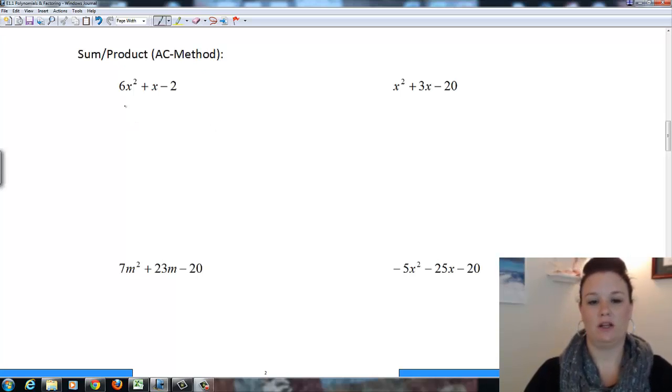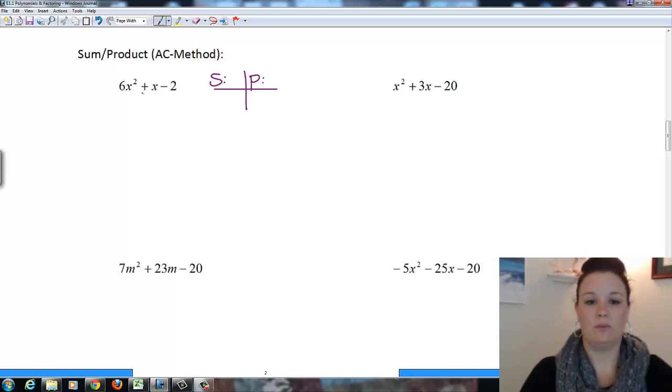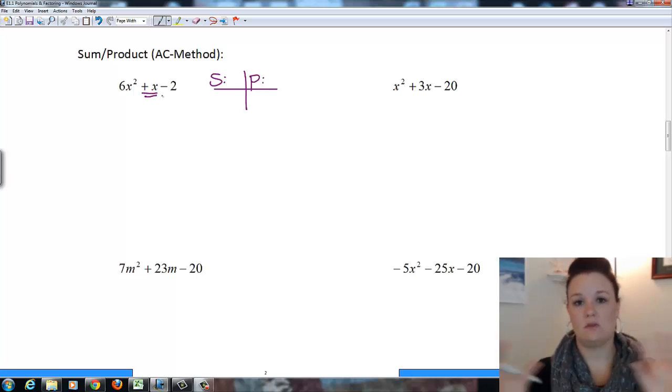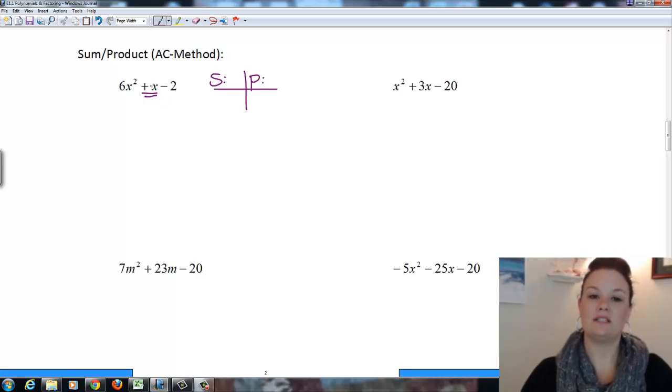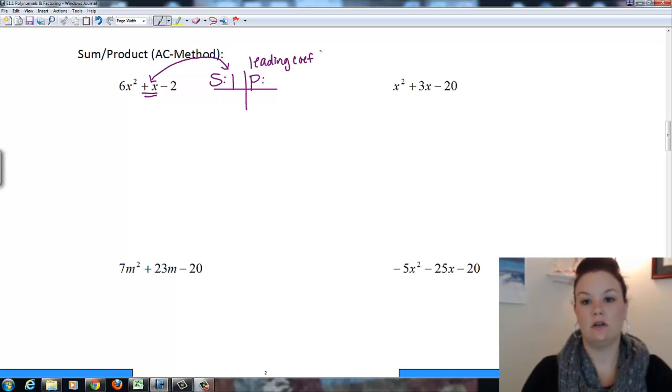So when we use the sum product chart, what we're looking for is something that sums or combines to a certain number and multiplies to another. So I can replace this middle term with 2 terms so that we can do grouping. So my sum is always my middle coefficient, which here in this case is a 1. And my product is always my leading coefficient times my constant or my last coefficient. Okay, so in this case, my leading coefficient is a 6. My last coefficient is a negative 2, which means that my product is a negative 12.